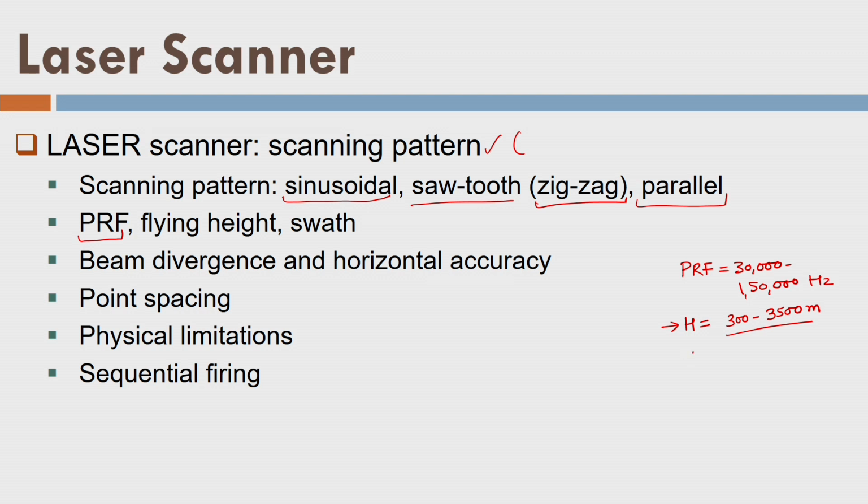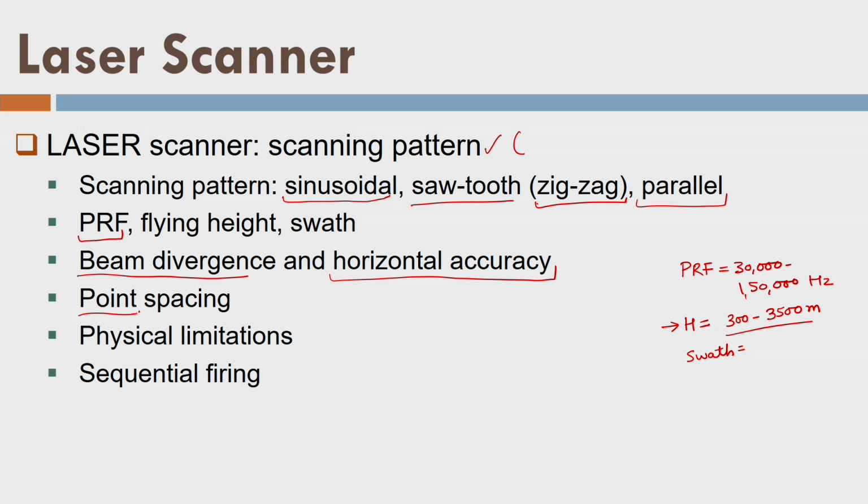Now, we have the swath. We have already indicated what the swath is, and we will go for the mathematical formulation of the swath in the coming slides. Then each and every laser pulse has some beam divergence, and so it creates some horizontal accuracy or horizontal uncertainty.